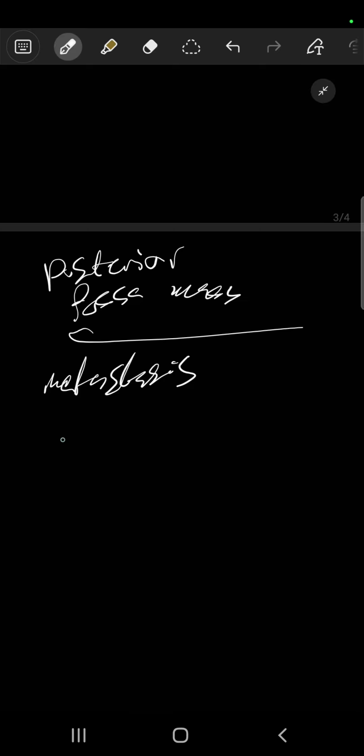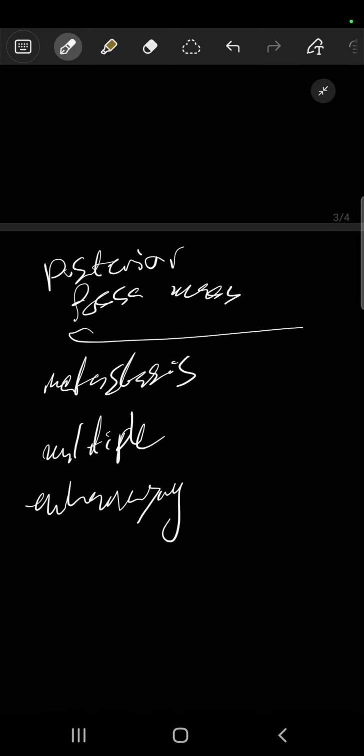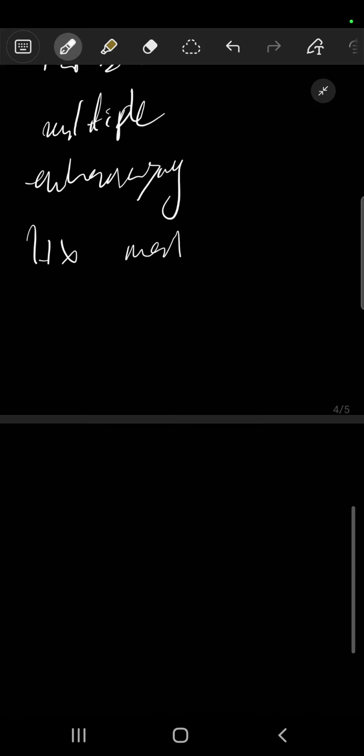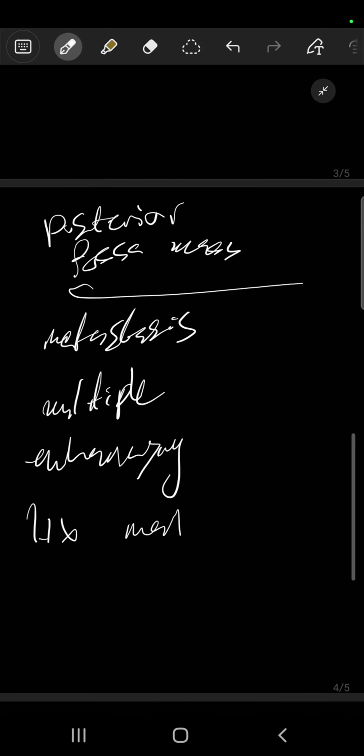And metastasis, it may be multiple. So remember, if there are multiple lesions, it may be metastasis, not must be. You also have different things that can be numerous, but metastasis numerous is one key feature. Enhancing, and of course, look for the history of malignancy, as lung cancer, breast cancer. Look for malignancies. So this is the first one.